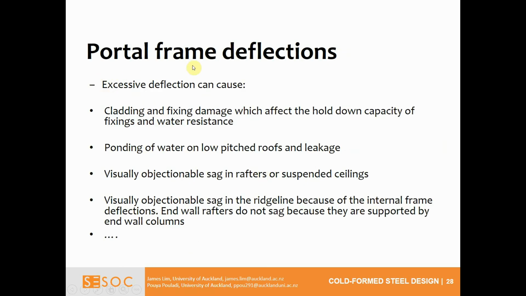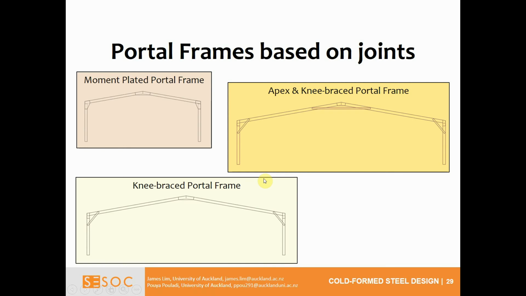Problems with portal frames in cold-formed steel: excessive deflections because the members are thin. We've looked at the cladding as well. Cladding and fixing damage can lead to water penetrating the building, which of course shouldn't happen. Ponding of water on low pitch buildings, and then objectionable sags in the rafters or the suspended ceilings. So these are some of the systems for portal frames.